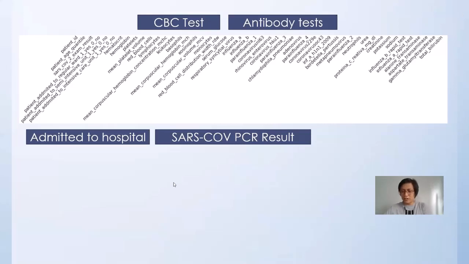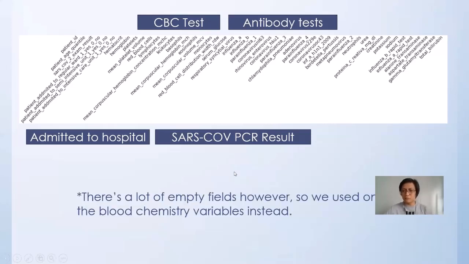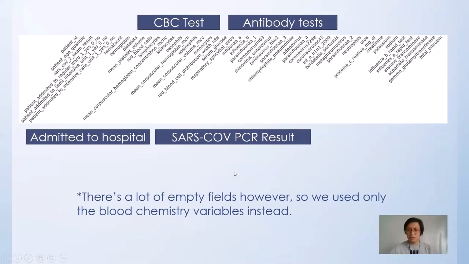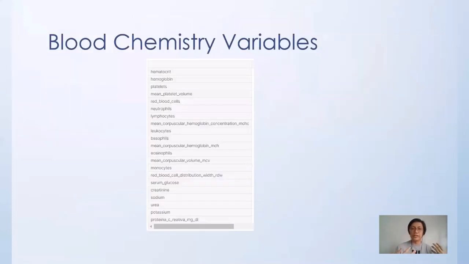Basically, you have a lot of variables, but what I found is there's a lot of empty fields, really. So we only use the blood chemistry, blood test variables. That's your hemoglobin, platelets, etc. Moving on, so ito na lang natira. These are all the variables that we have, like hematocrit, hemoglobin, platelets, all the way down to proteína C reativa.